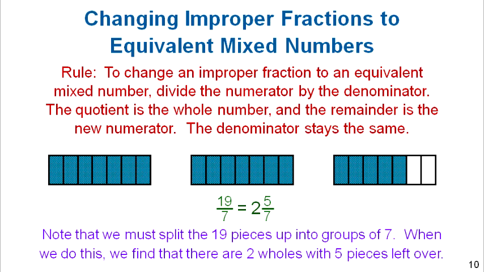To see why this works, note that we must split the 19 pieces up into equal groups with 7 pieces in each group. When we do this, we find that there are 2 wholes with 5 pieces left over. Also note that the denominator must stay equal to 7 because each whole has been split up into 7 equal pieces.